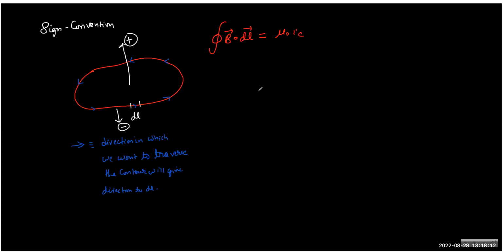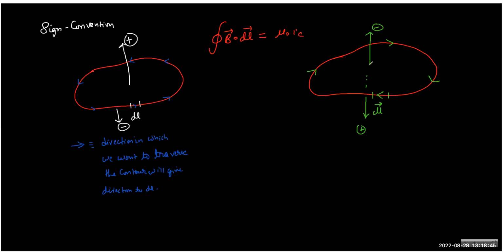Okay. Yes, sir. So if I have the same loop, and if I choose to traverse in the reverse, then the dL vector will become this way. And therefore, if you take the right hand, you can see the positive will be below. So this is the positive direction and this is the negative direction. So this is how we assign the positive and negative current direction.